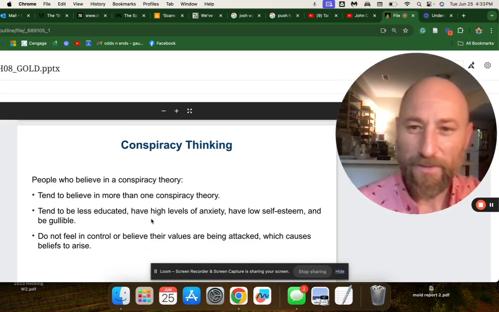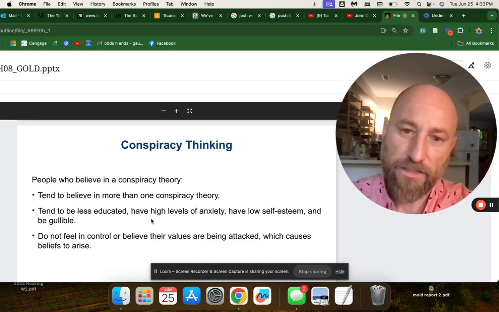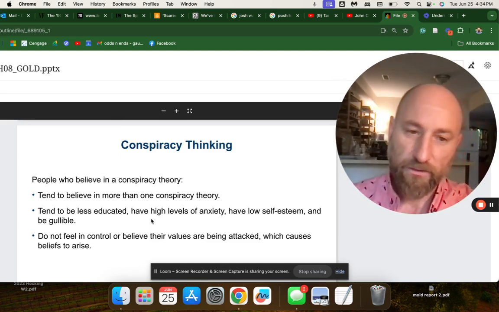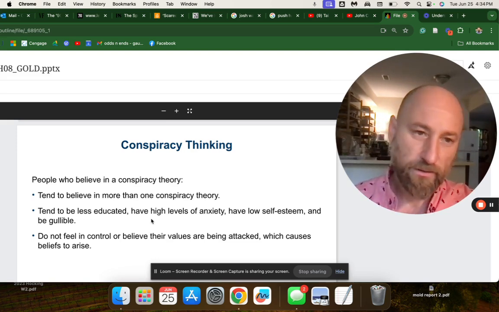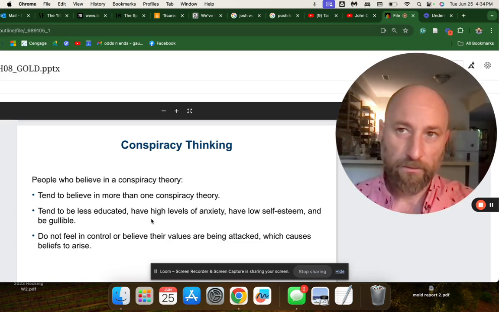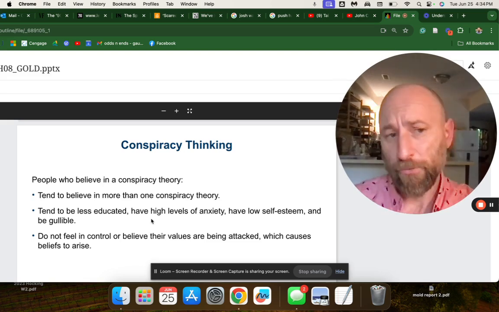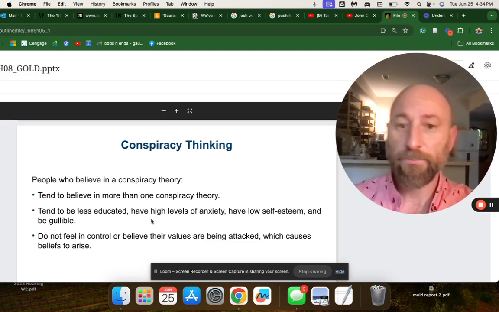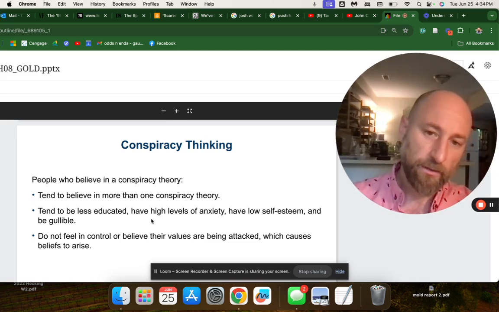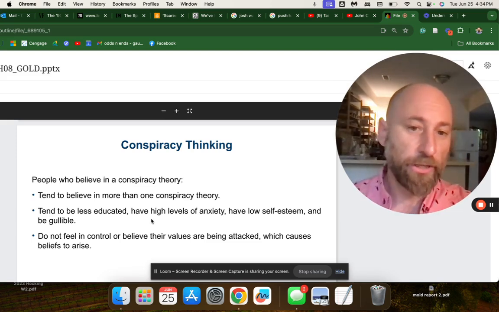Conspiracy thinking. People who believe in a conspiracy theory tend to believe in more than one conspiracy, tend to be less educated, have high levels of anxiety, low self-esteem, and be gullible, do not feel in control or believe their values are being attacked, which causes beliefs to arise. I don't love this slide. I think conspiracy thinking is a term that can be used to smear people with ideas that are different from the mainstream. So a lot of things that were sort of conspiracies maybe at one time are not conspiracies at the other time.